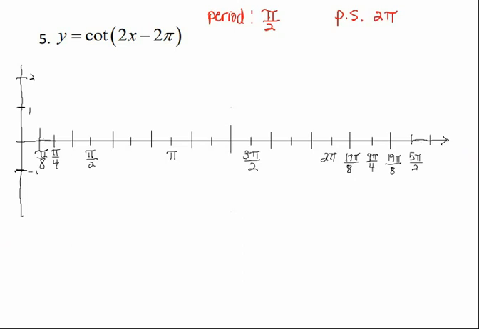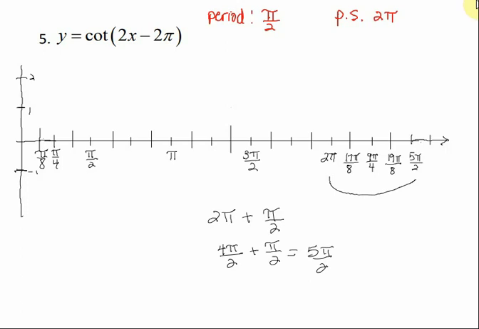First of all, we know that the phase shift is 2 pi. So we're going to start our graph over here at 2 pi. And then our period has to happen within a space of pi over 2. So 2 pi plus pi over 2, if I get a common denominator, that would be 4 pi over 2 plus pi over 2, which is 5 pi over 2. So the space between 2 pi and 5 pi over 2, that's going to be one period. That's how we got that. And then that has to be divided up into four parts.